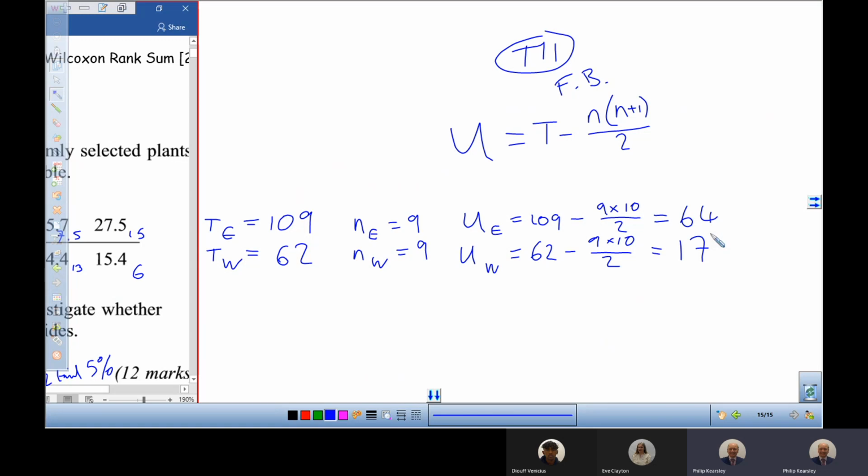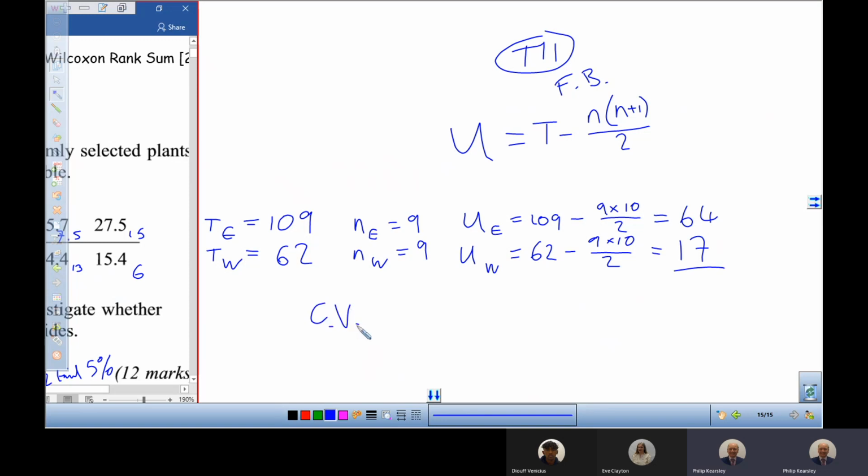I feel like it satisfies everything that I would get for a rank sum question. The total is 81. 81 is also 9 times 9. Neat math fact. 64 and 17, yeah? Of the two, which one do we use? The smallest, the 17. Let's get ourselves a critical value.